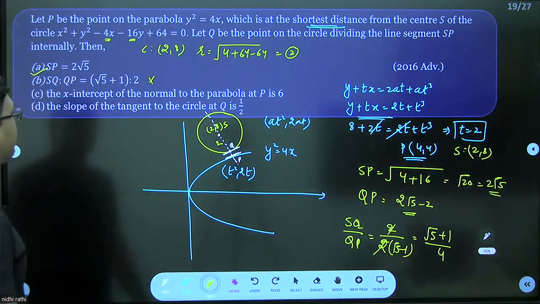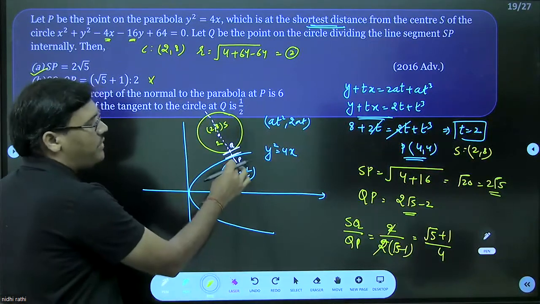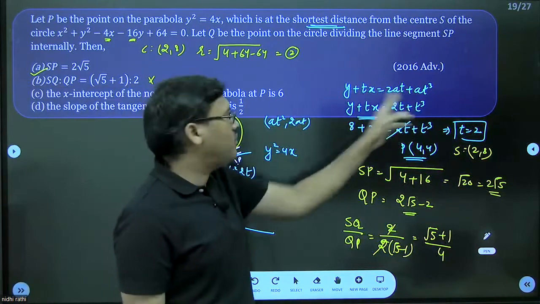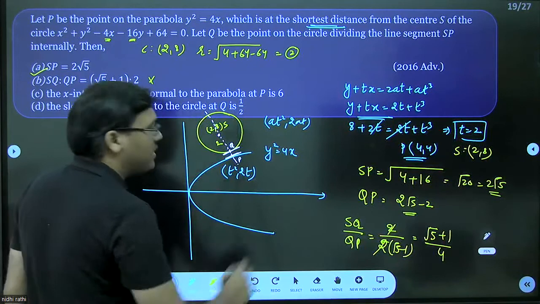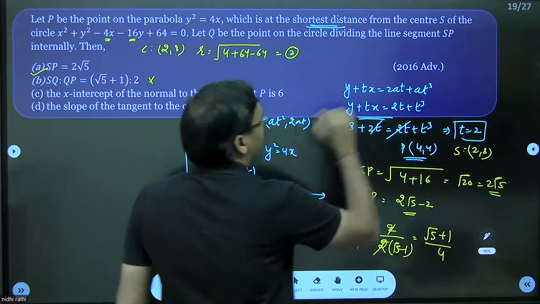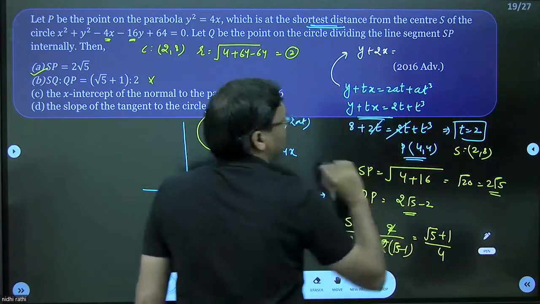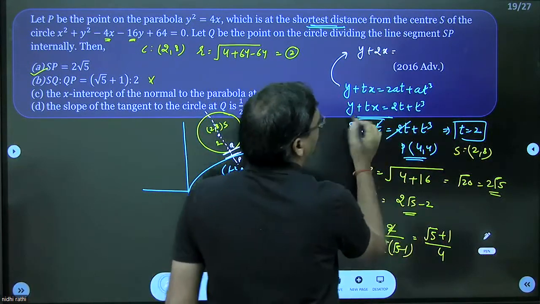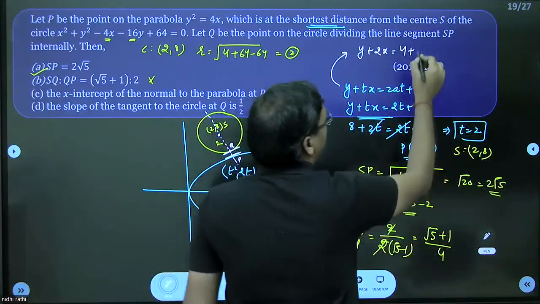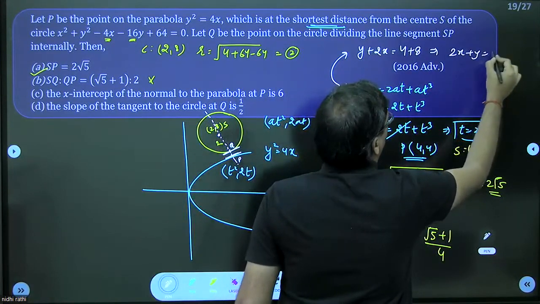Now let's move to option C. The x-intercept of the normal to the parabola at point P. At point P, what is the x-intercept of the normal? We have already found the normal. This is the normal at point P. We have got the value of t, t is equal to 2 here. What is the equation of this normal? If I put t equal to 2, this will become 4 and this will become 8. So this is 2x plus y is equal to 12.